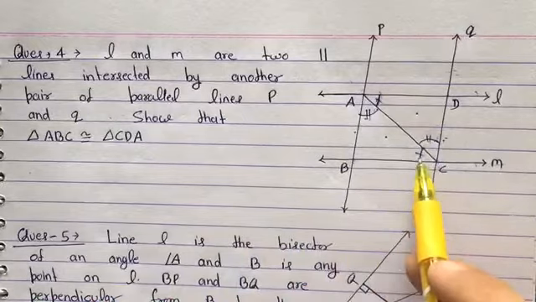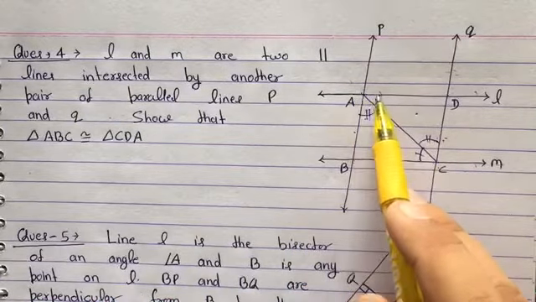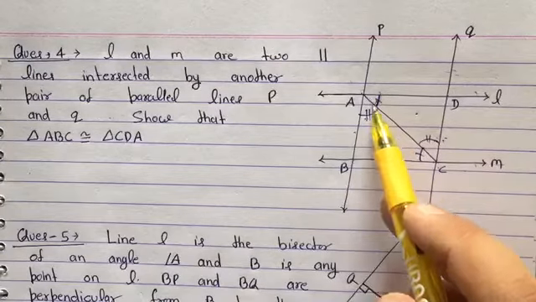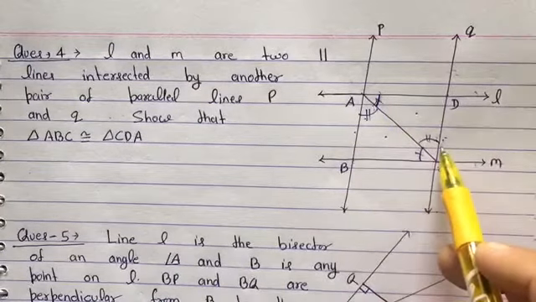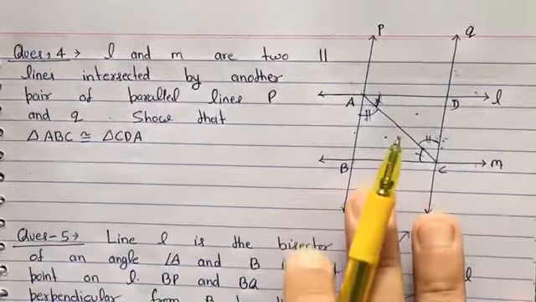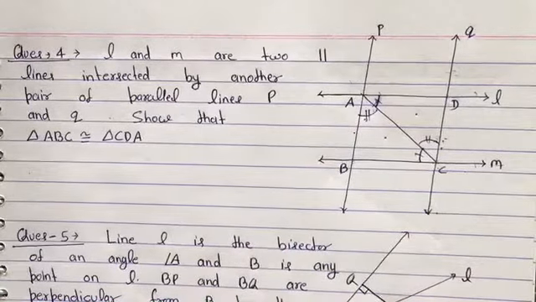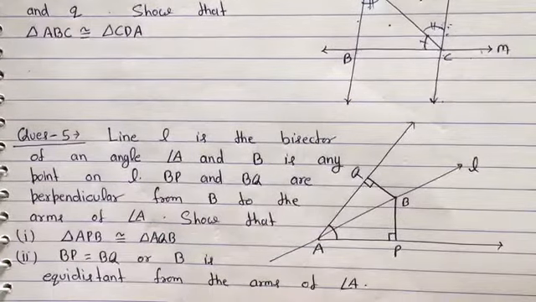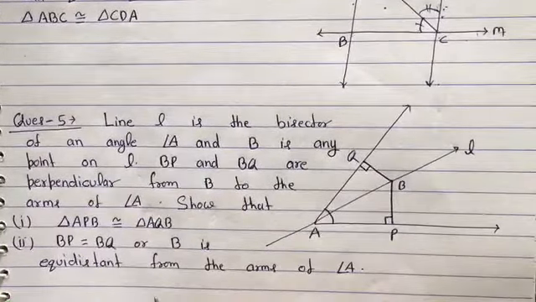Now angle side angle, in that triangle also angle side angle. So by ASA congruency these two triangles are congruent. Okay, this is the complete proof of your question number 4. You have to do this question in your homework.